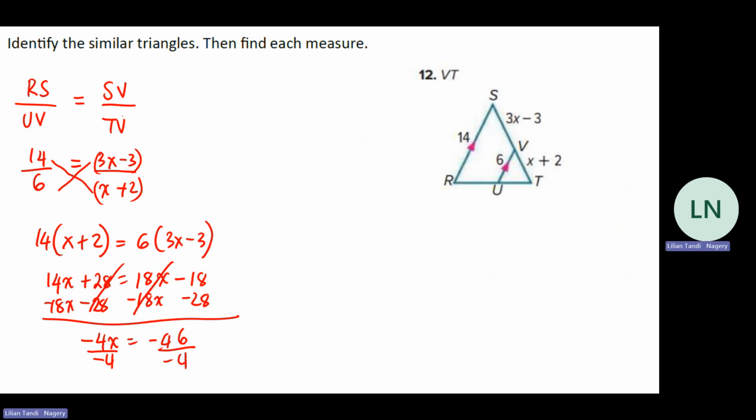Okay. So let us divide negative 46 by negative 4. You should get 11.5. So did I solve this correctly? Why am I getting a decimal?